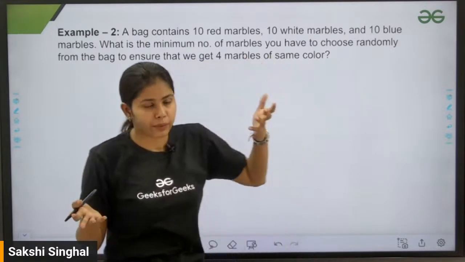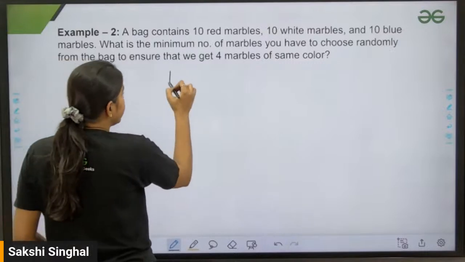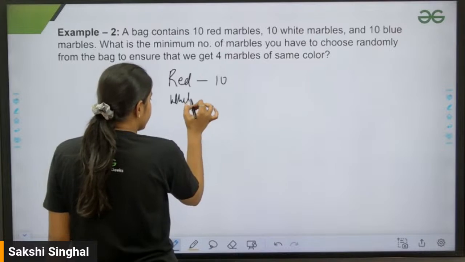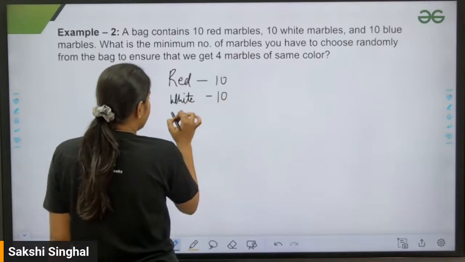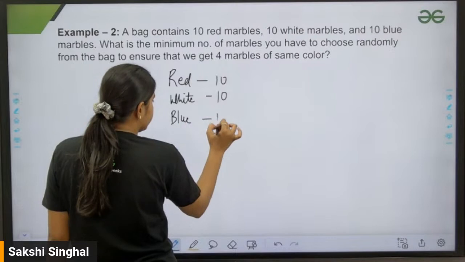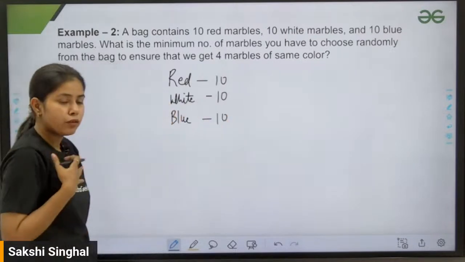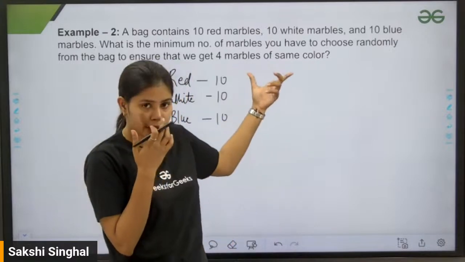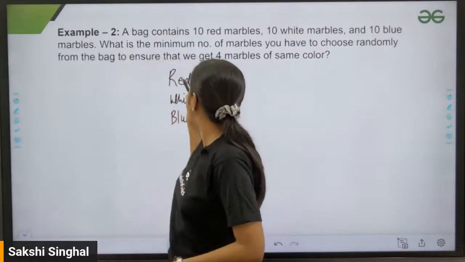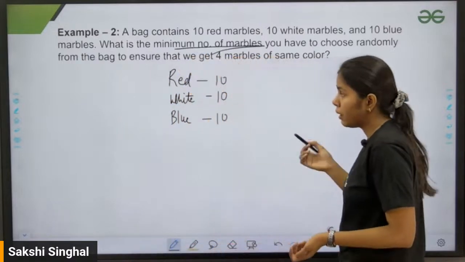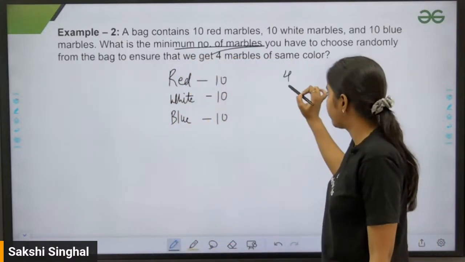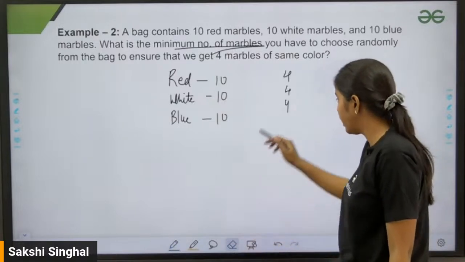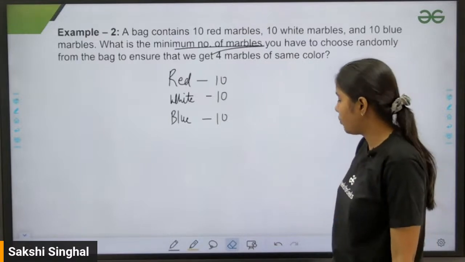Okay, let's try it once. They are saying that we have 10 red marbles, 10 white marbles, and 10 blue marbles. Right? So we have to make sure that we get 4 marbles of the same color, and we have to find out the minimum number of marbles. Because in one case you will say that we'll take 4 marbles from each bag and we'll get 4 marbles of the same color, but we cannot do that because we want the minimum number of marbles.